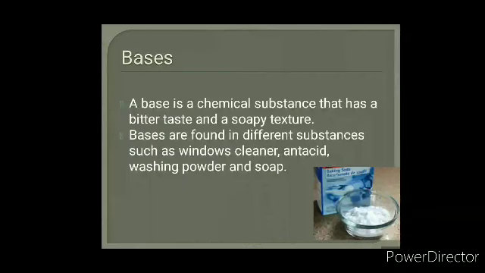Bases are found in different substances such as baking soda. Window cleaner contains ammonium hydroxide. Lime water contains calcium hydroxide. Soap contains sodium hydroxide or potassium hydroxide. Milk of magnesia, which is used as an antacid, contains magnesium hydroxide.